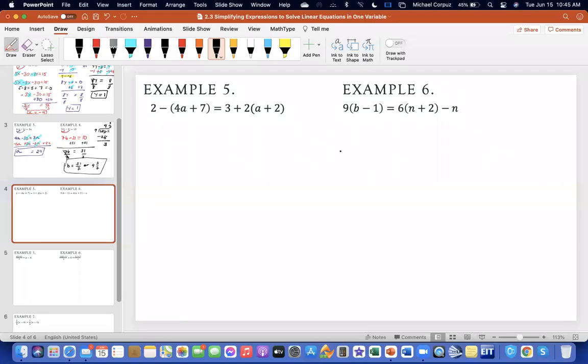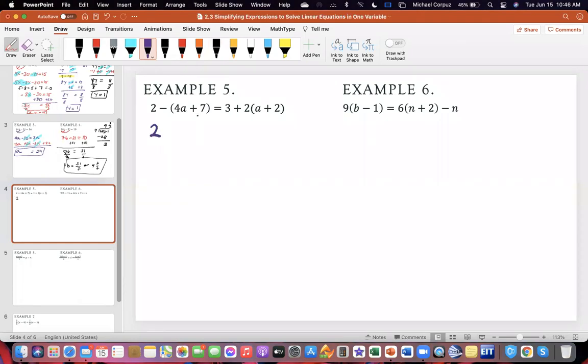Example 5, we have 2 minus the quantity 4a plus 7 equals 3 plus 2 times the quantity a plus 2. As long as we have parentheses, we have to simplify it. So we can get rid of that. Now we have 2 minus the quantity 4a plus 7. Getting rid of the parentheses means we have to apply your negative sign.